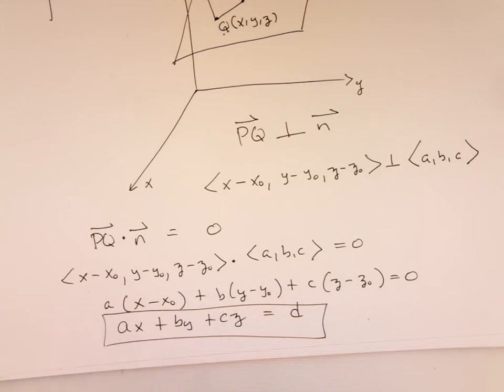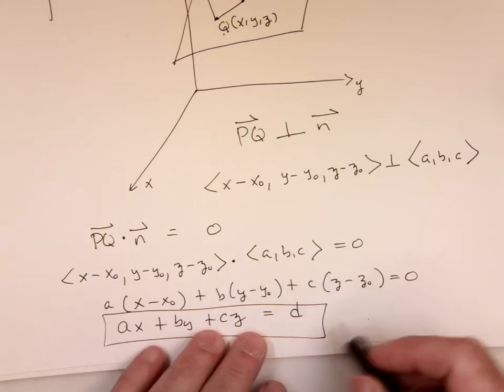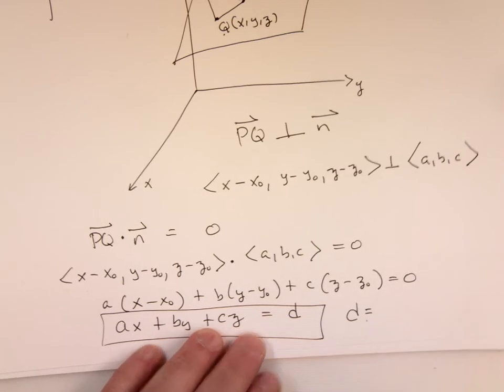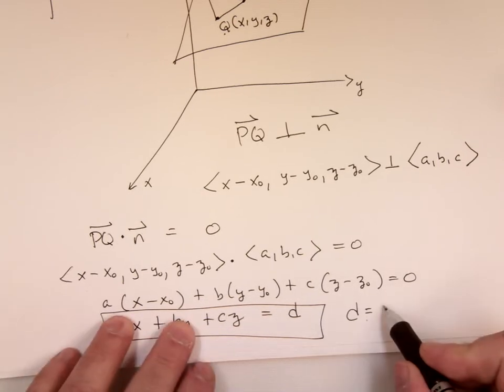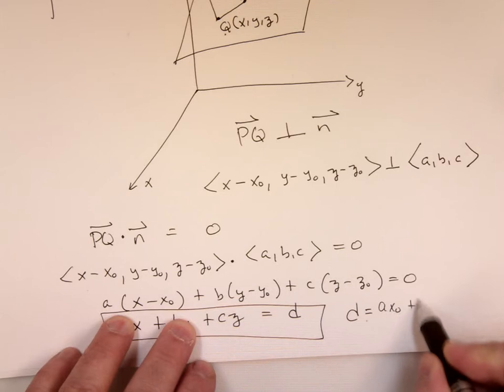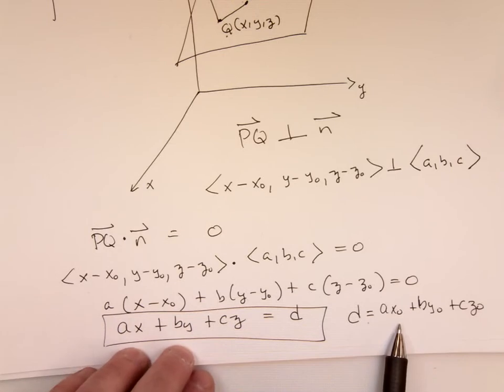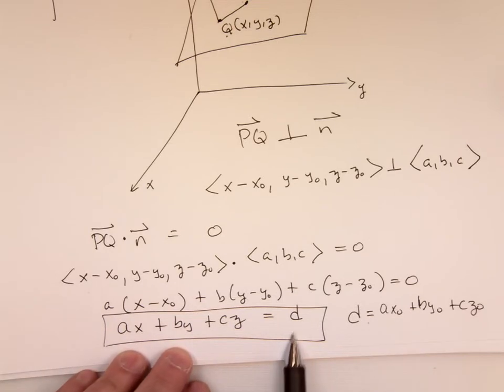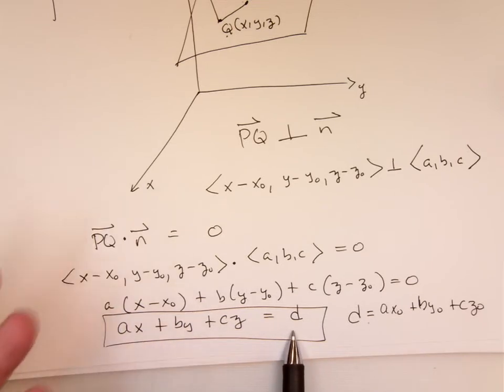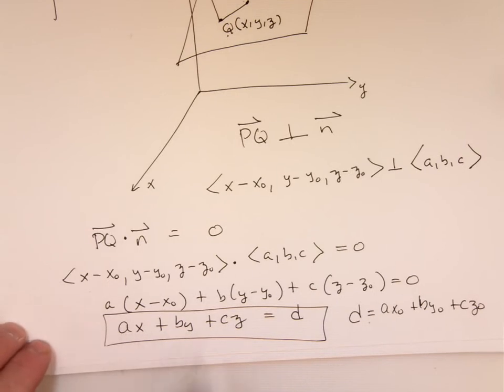So let's do a problem. What is D exactly? D is ax sub naught plus b y sub naught plus c z sub naught. That's not going to be all that useful. D is some constant. What is important is that a, b, and c are the components of the normal vector. So, what do you think we should do?